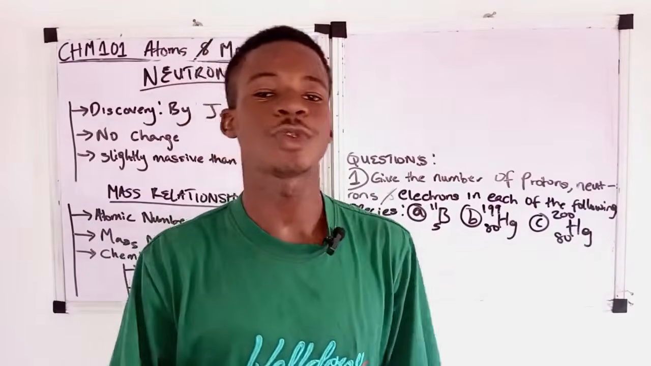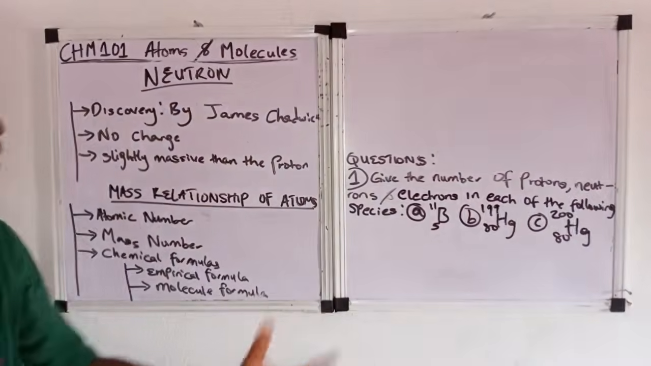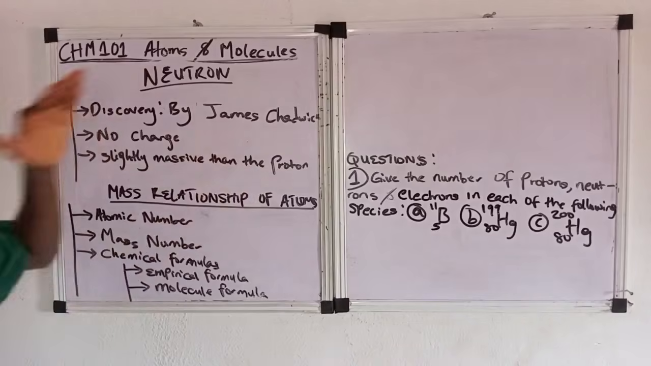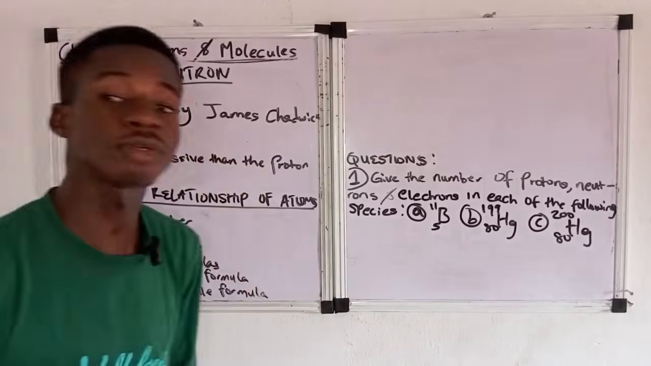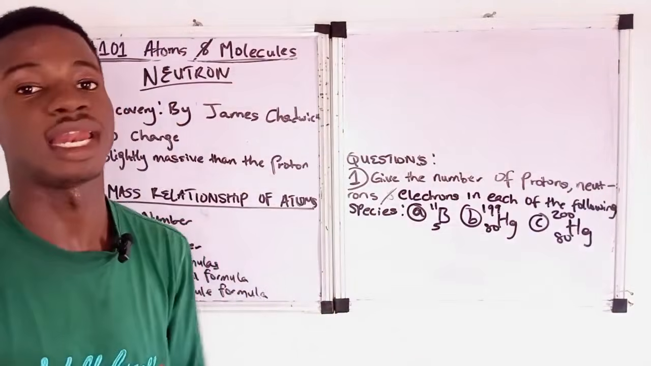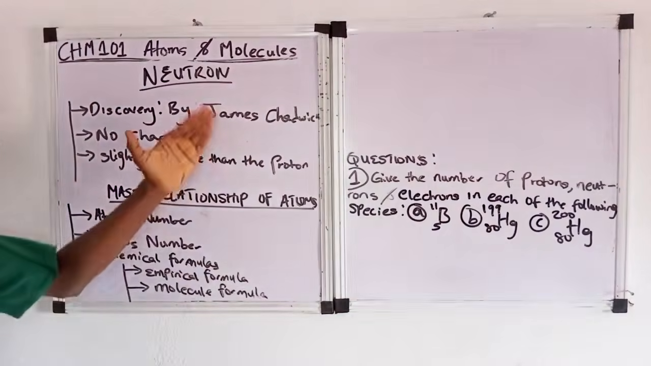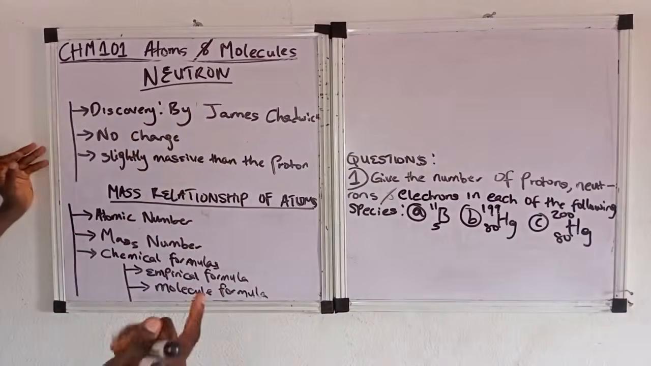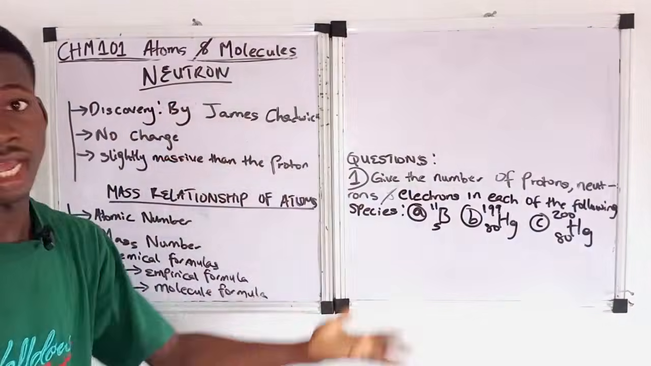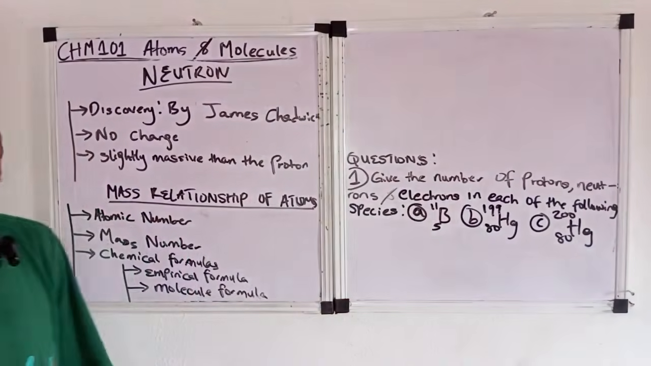All right, so move to the next part, which is neutron, and the last part, which is mass relationship of atoms. Now the neutron: remember the atom is made up of proton, neutron and electron. These are the three subatomic particles in the atom, and neutron is one of them. Neutron was discovered by James Chadwick. James Chadwick discovered the neutron, and also take note that the neutron has no charge.